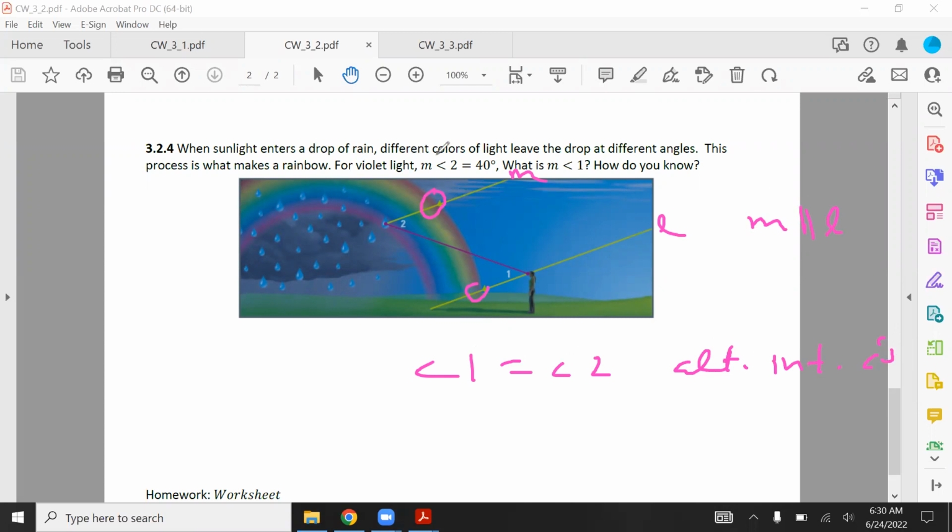So when sunlight enters a drop of rain, different colors leave the drop at different angles. This process is what makes a rainbow. For violet light, angle 2 is 40 degrees. Angle 1 is also 40 degrees. And the reason is alternate interior angles for parallel lines. Okay, that concludes the video for 3.2.